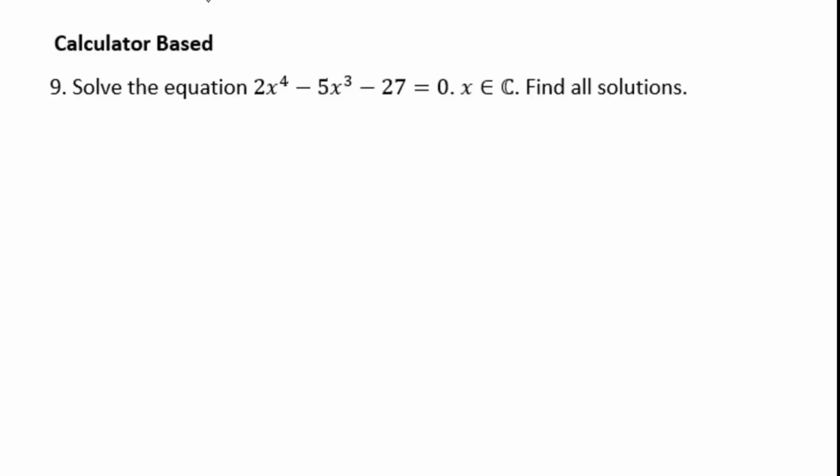Number 9, solve the equation 2x to the fourth power minus 5x third power minus 27 equals 0. x is complex numbers. Find all solutions. Since this is calculator based, we are looking for all solutions. We will put the function into a graphing calculator to get the rational roots.